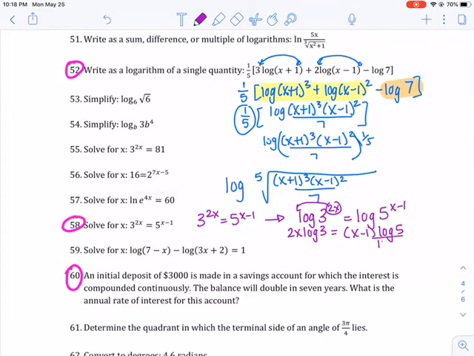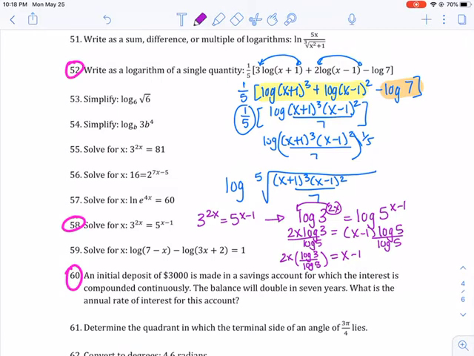So if I divide both sides by log 5, I have 2x times log 3 divided by log 5 equals x minus 1. Okay, from here, just go ahead and use your calculator. So 2x times log 3 divided by log 5. And then we are going to add 1 to that to solve for x.